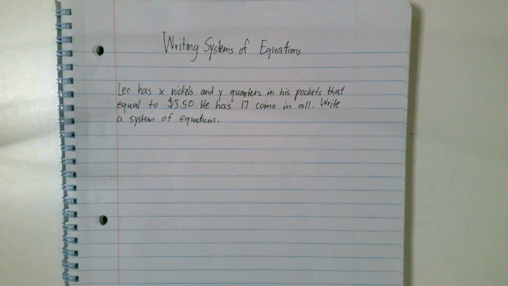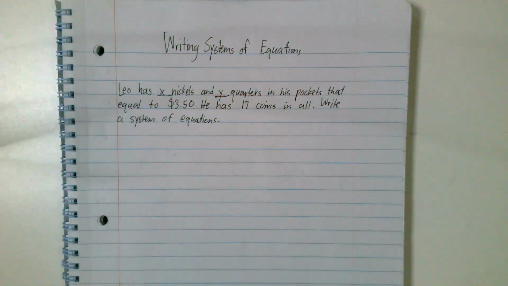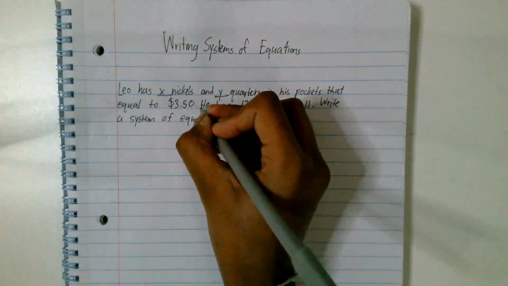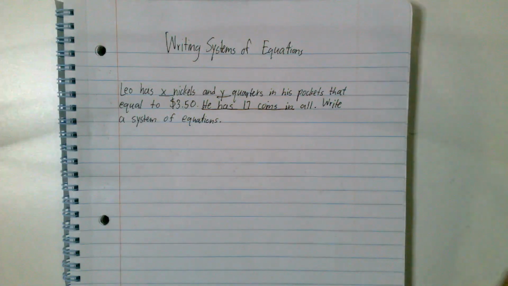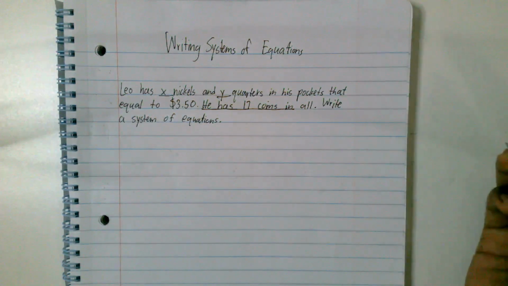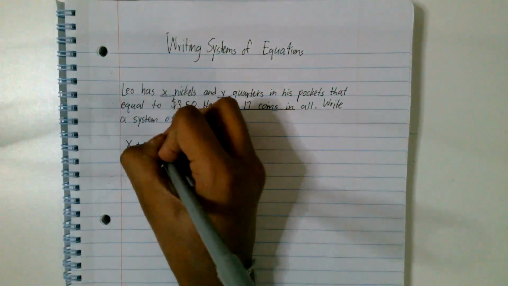So our first problem: Leo has x nickels and y quarters in his pockets. Okay, so x nickels, y quarters, that equal $3.50. He has 17 coins in all. Write a system of equations. First of all, let's start with this part of the sentence: he has 17 coins in all. That means that the number of nickels, x, plus the number of quarters, y, should equal 17. So our first equation will be x plus y equals 17.